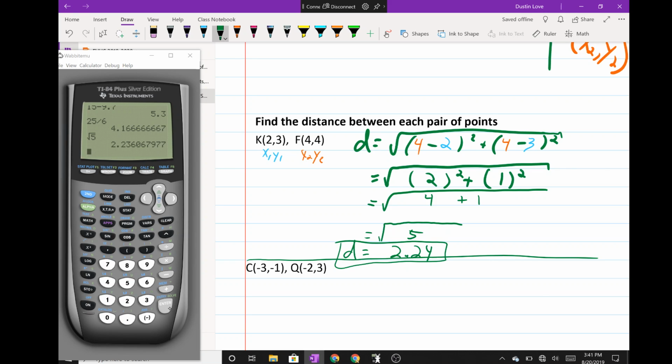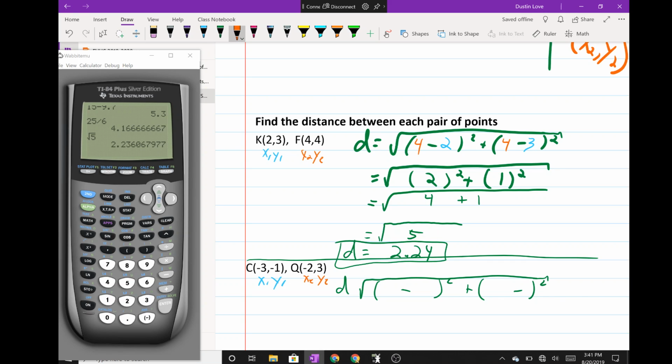All right, next one. X1, Y1, X2, Y2. D equals square root of squared plus squared. Also, notice how I'm setting up the pattern first before I plug stuff in. That's one of the ways that I do it to help me not make mistakes later on. Okay, I make fewer mistakes plugging in whenever I set the whole problem up first.